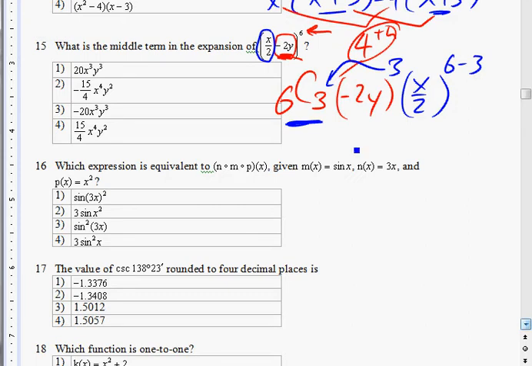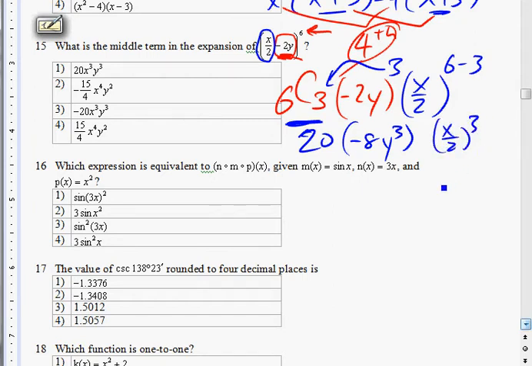Let's try to solve it out. 6c3, that's going to be a 20. Your calculator is going to give you that. Right, 6c3. And we have negative 2 to the 3rd power. That's negative 2 times negative 2 times negative 2. That's negative 8. And that's y cubed. And x over 2 to the 6 minus 3 power. Well, that's just 3 power, right? So that's x over 2 to the 3rd power. And that becomes x cubed over 8. Okay, so let me just rewrite everything down here.